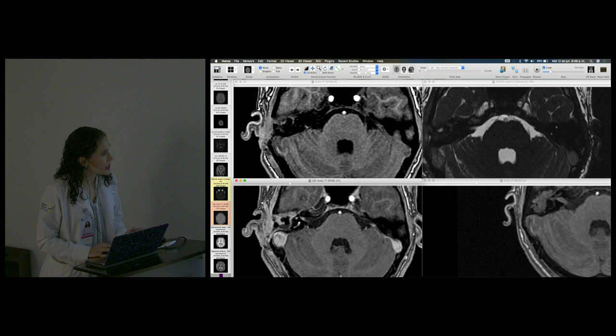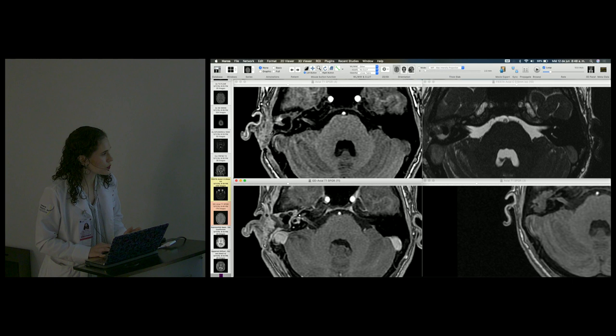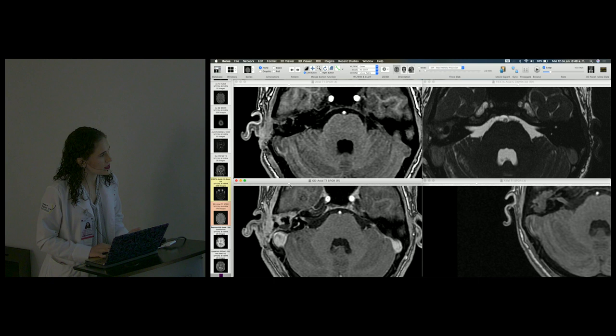So this patient has an intralabyrinthine hemorrhage with labyrinthitis, due to the meningitis and the mastoidectomy of the patient. This patient has many risk factors for this alteration. There is persistence of the enhancement in the internal auditory canal, but it's decreased compared to the previous study.